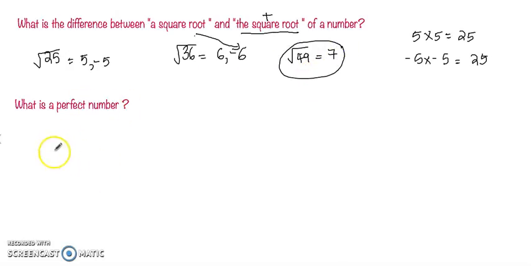Now, it's also connected to something. Let's quickly talk about perfect numbers. What is a perfect number? Numbers that have a whole number as a square root. For example, 25 has 5 as the square root. 36 has 6 as the square root. 49 has 7 as the square root. So these are the numbers which are called perfect numbers. If you think about it, 1 is a perfect number. 1 times 1 is 1. So the square root of 1 is going to be 1.